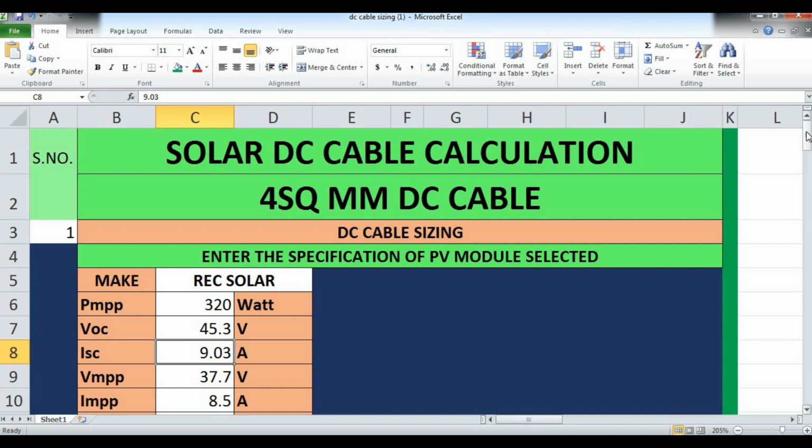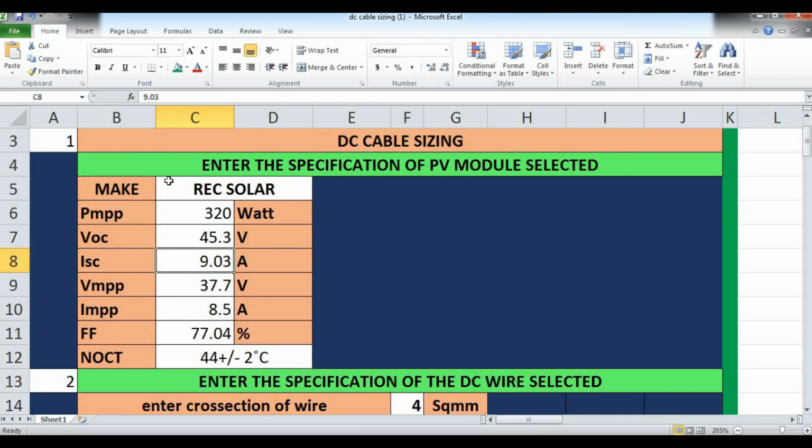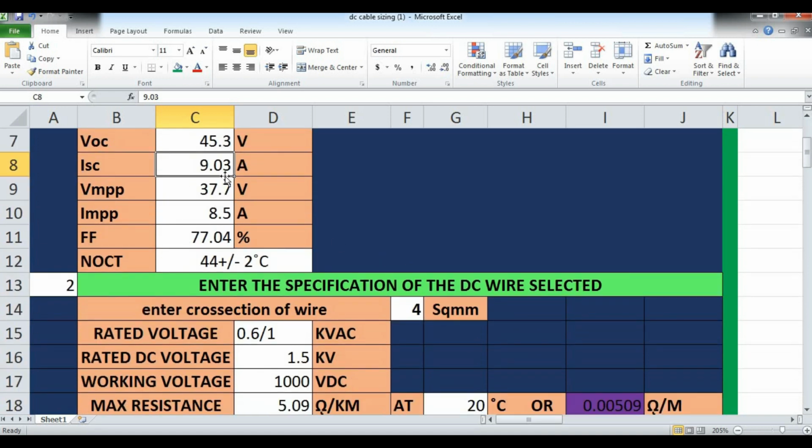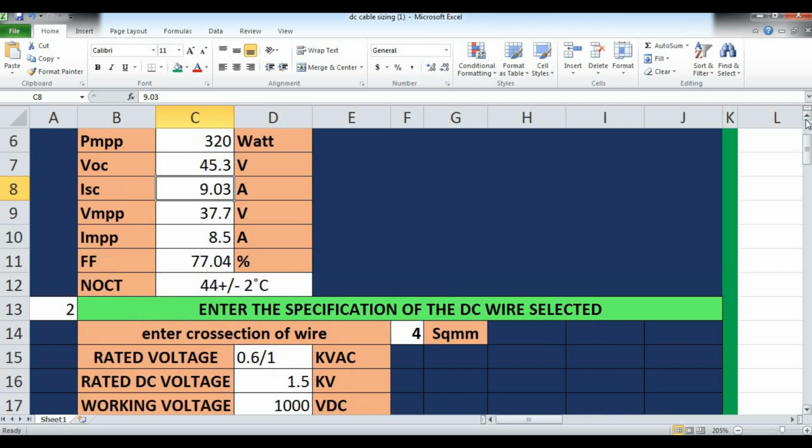So this is a plant I have taken where we are using REC solar module, REC being the manufacturer. The maximum wattage output is 320, our VOC, that is open circuit voltage, is 45.3 volt. ISC, that is the short circuit current, is 9.03 ampere, and our VMPP, that is our operating voltage, is 37.7, and our IMP, the operating current, is 8.5 amp, and there are a few more specifications for that particular module. You will get everything on that module datasheet.